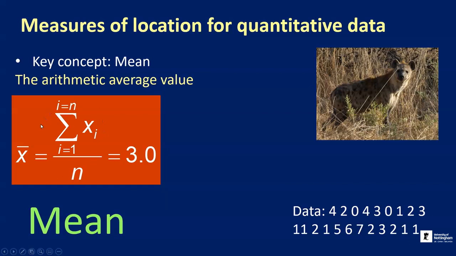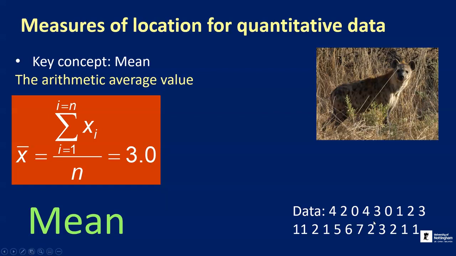In mathematical notation, it looks a little bit frightening, but actually it's a really straightforward calculation. What we've got here is this Greek letter sigma, which means sum or add up all of these values of x between i equals the first value and i equals the nth value. Remember, n is the sample size, so in this case we've got 20 latrines, 20 data points, so n equals 20. So there are going to be 20 values from the first value to the 20th value that we need to add up in order to then divide through by the sample size and calculate the average number of feces per latrine, which in this case is 3.